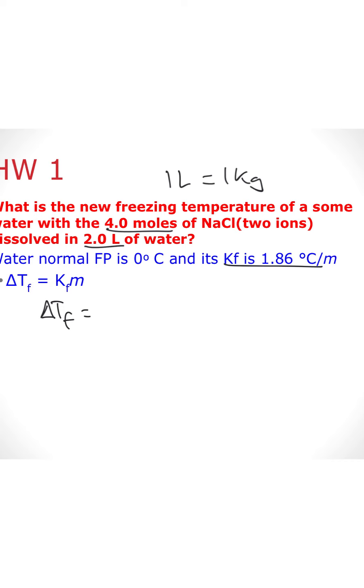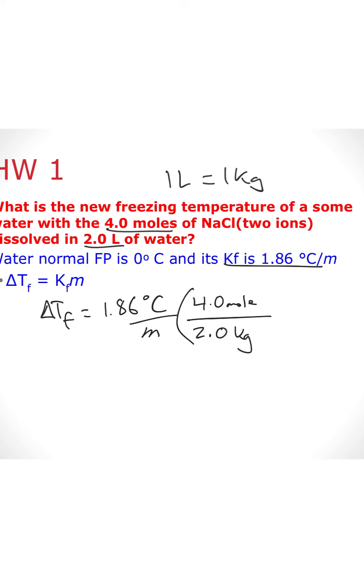Just FYI, 1 liter of water is equal to 1 kilogram. So in that case, Kf is 1.86 degrees Celsius over molal, and molal is just mole over kilogram, times molality. In this case, molality is 4.0 mole over 2 liter, which we convert to 2 kilogram, because we know 1 liter is 1 kilogram. So the mole over kilogram is what molal is, and we have the delta Tf.